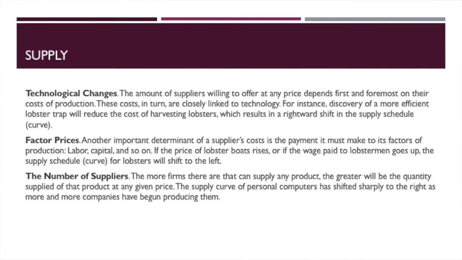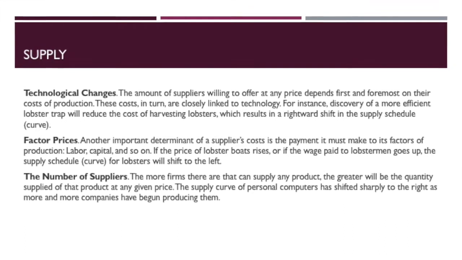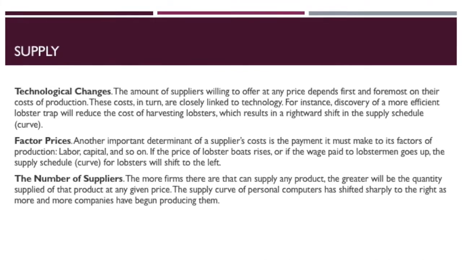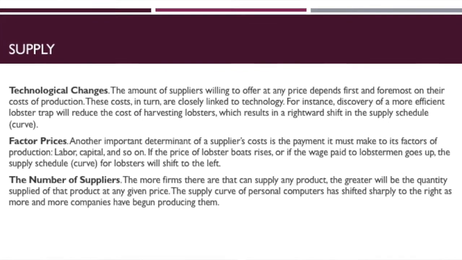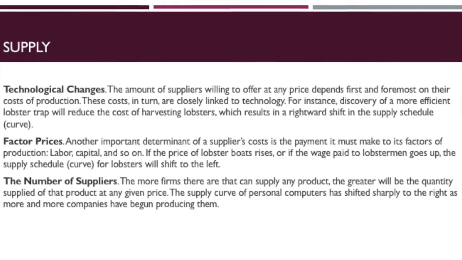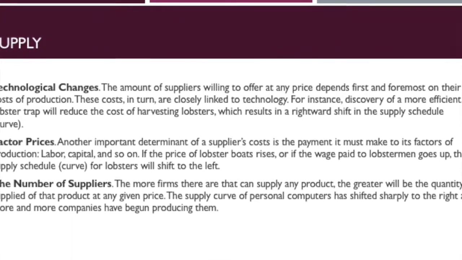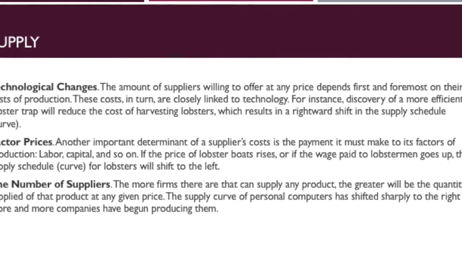The number of suppliers. If you have a monopoly, one supplier, they're going to charge monopoly rents for things, and so the supply might be restricted. But if you have a whole bunch of players in the marketplace, the number of suppliers providing those products to us, you're going to see the supply curve shift out because you're just going to have more suppliers providing more of those products to us.